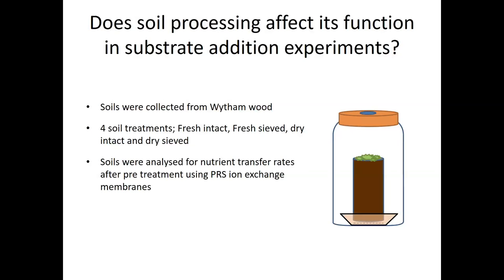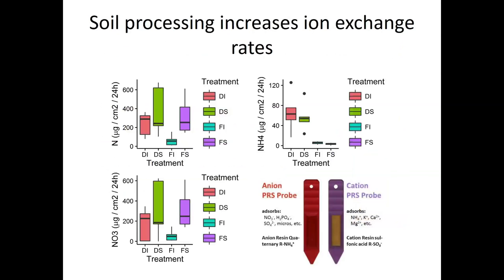And in this experiment, I applied substrate to these four pre-treatments, although the data's not finished yet, and it's not ready yet, but I'm just going to present some results from ion exchange membranes that I used and different ion exchange rates within these four types of microcosm setups. So here, the FI, which is the blue bar, is the fresh intact core, with the other boxes being the other types of microcosm.